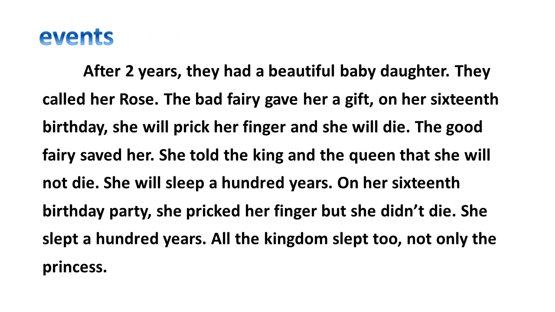The events, the second paragraph. After 2 years, they had a beautiful baby daughter. They called her Rose. The evil fairy gave her a gift. On her 16th birthday, she will prick her finger and she will die. The good fairy saved her. She told the king and the queen that she will not die. Okay, those are the events. What happened in the story? There was an evil fairy who said that she would die when she is 16, but the good fairy said no, she will sleep for 100 years only, and then she will wake up. And these are the events of the story.